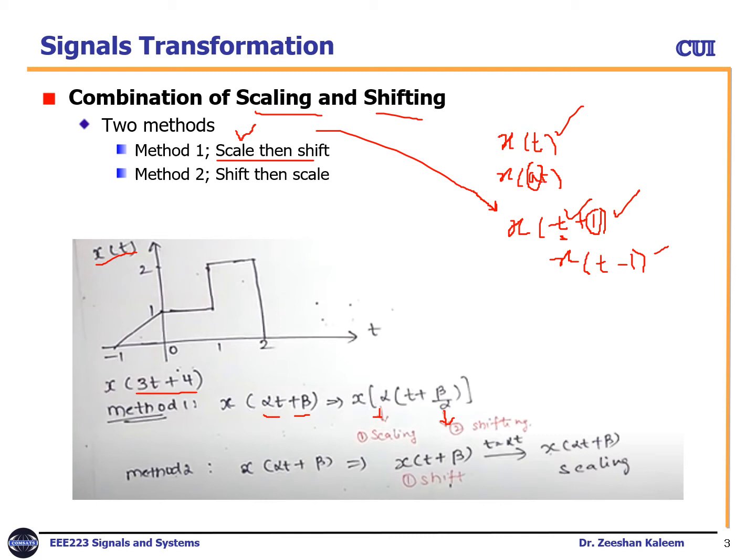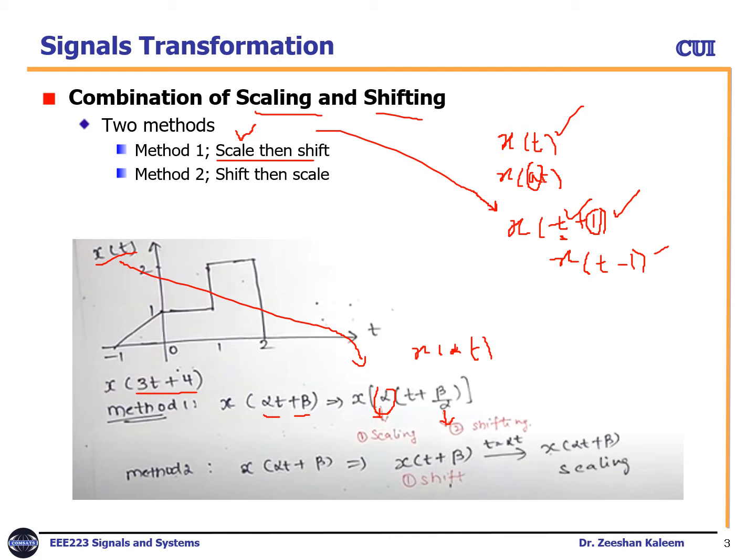If we are focusing on method 1, first we will do the scaling by alpha to the given signal, for example the given signal x of t, right? And then after getting that result, x of alpha t, which we achieved, we will do the shifting by beta over alpha, right? So by doing the scaling first, then we will do the shifting.